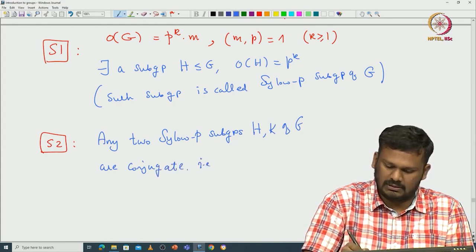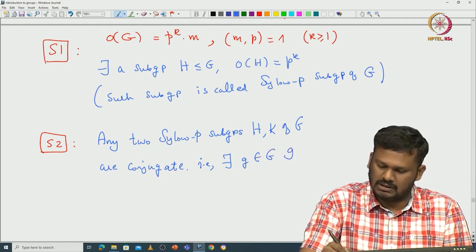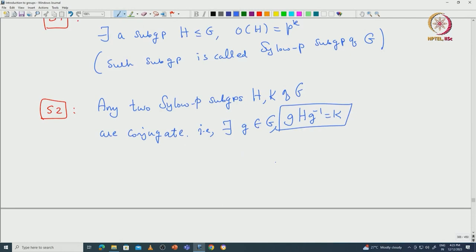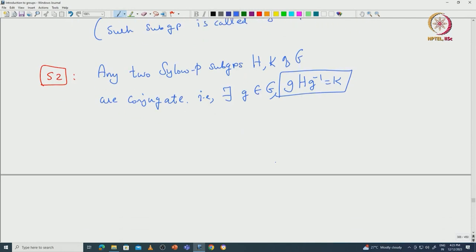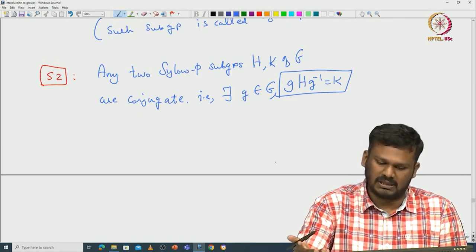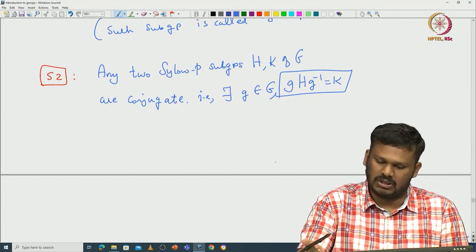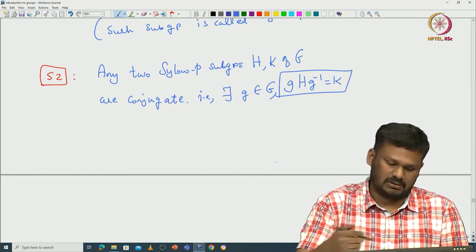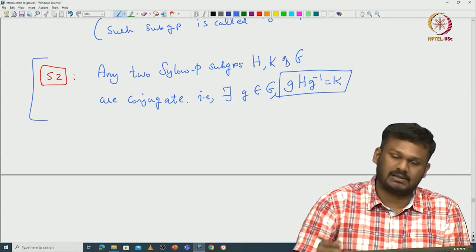That is, there exists g in G such that g H g inverse equals K. Note that if we take the set of all Sylow p subgroups, then we are saying that the group G is acting on that set via conjugation, and that action is a transitive action. That's what statement 2 says.